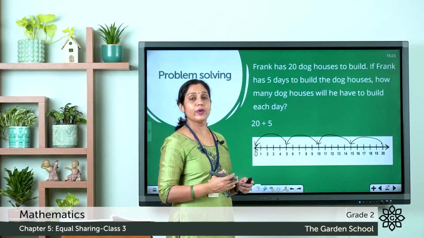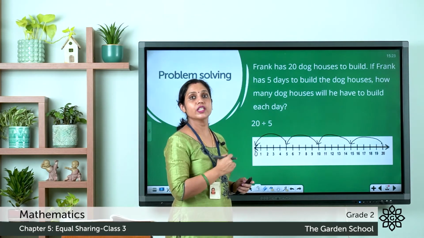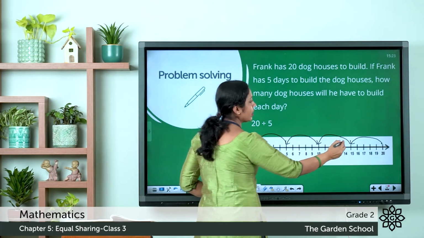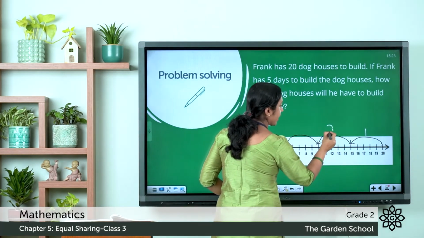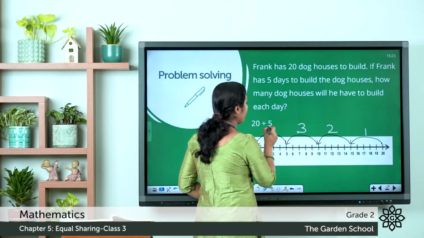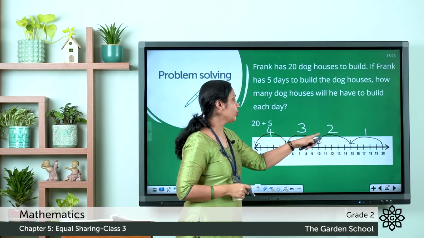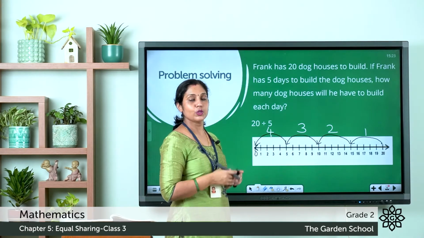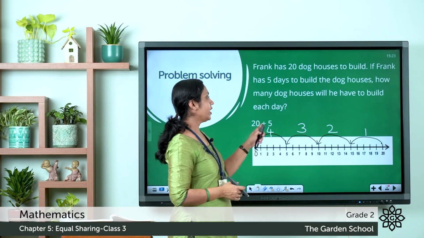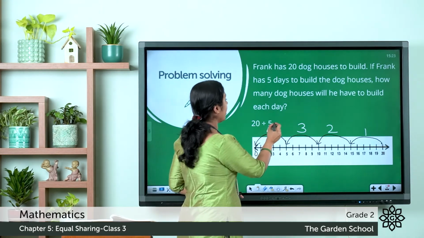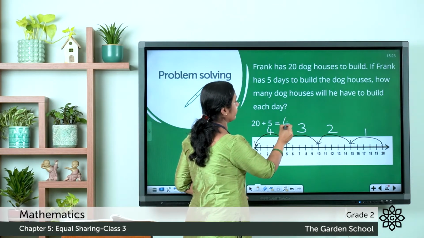Now let's see how many times we jumped to reach the number 0. So here this is the first step, second step, third step, fourth step. So how many steps did we jump? 1, 2, 3, 4. So we can say that 20 divided by 5 is equal to 4.